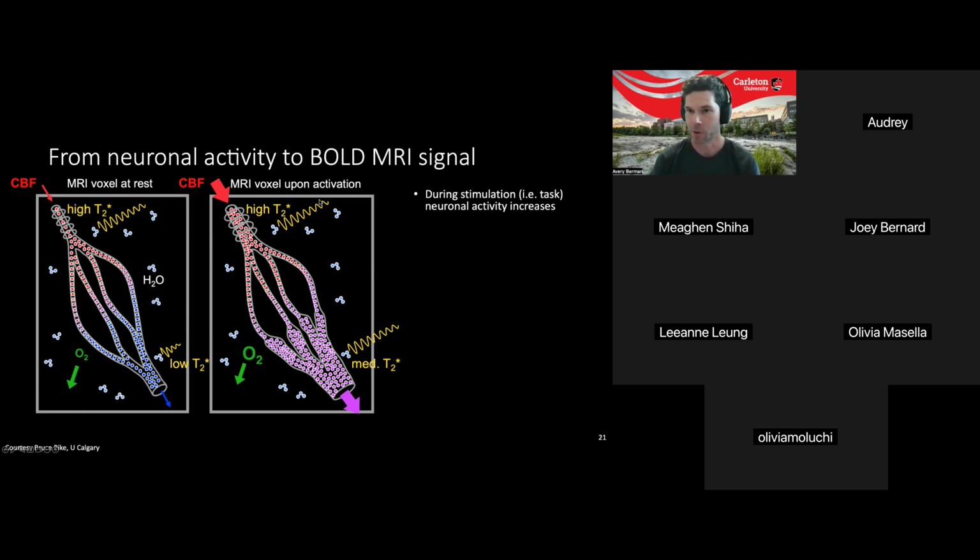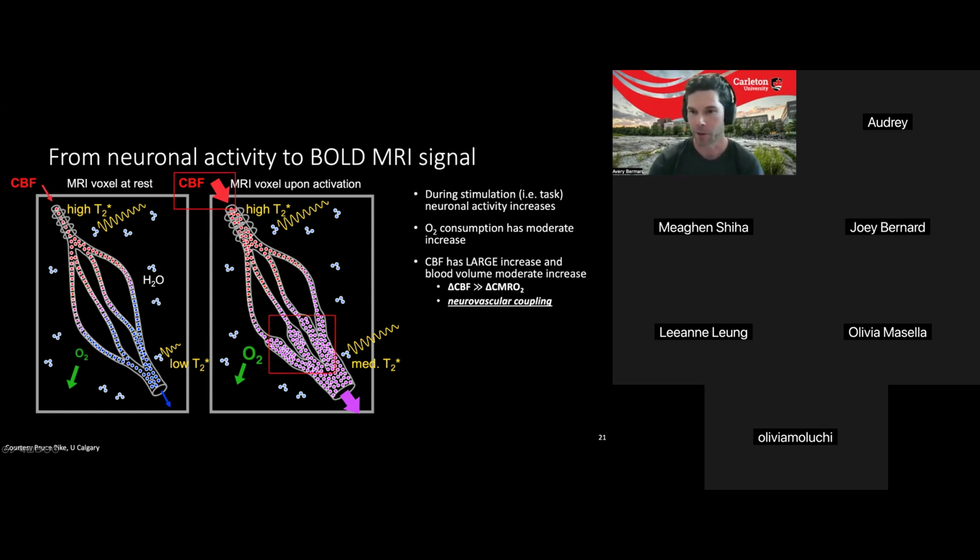During stimulation, say we're doing a task, we're watching a show, which is sometimes our resting state. But let's say we weren't watching it and then we turn it on and we're engaging with the show, or we're doing something with our hands, for example. We have an increase in brain activity. Our oxygen consumption has a slight increase to meet these elevated energetic demands. Our blood flow, though, has a very large increase, and our blood volume has a moderate increase. And we say that the blood flow increase is much larger than the oxygen metabolism increase.